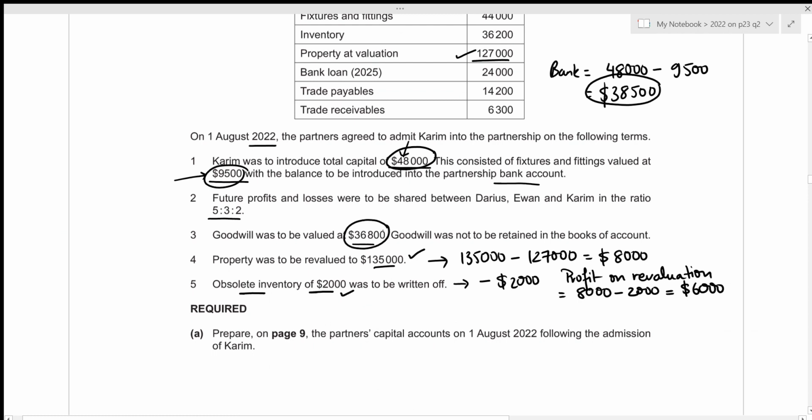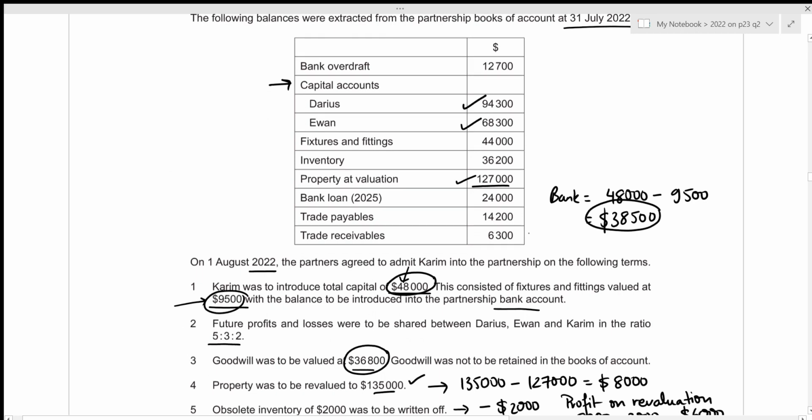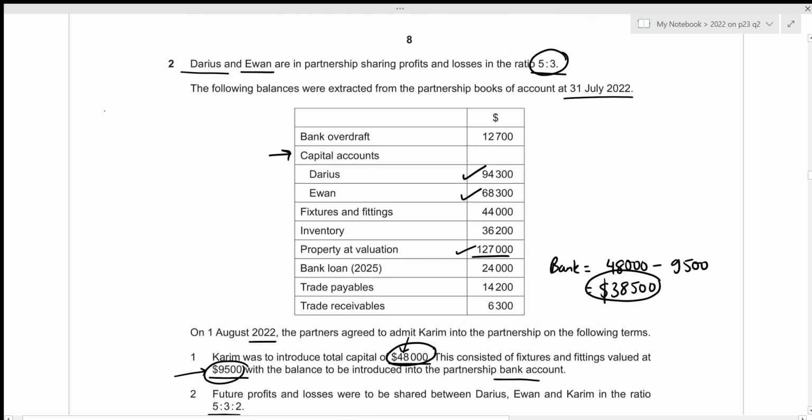And while creating a capital account when there is an admission of a new partner, we need to record the goodwill based on the previous profit sharing ratio on the credit side. And we also need to record its value based on the new profit sharing ratio on the debit side. So let's have a look at the previous profit sharing ratio. That was 5:3, which means that out of 8 parts, 5 parts belong to Darius and 3 parts belong to E1, right? And we are given the total goodwill to be 36,800.